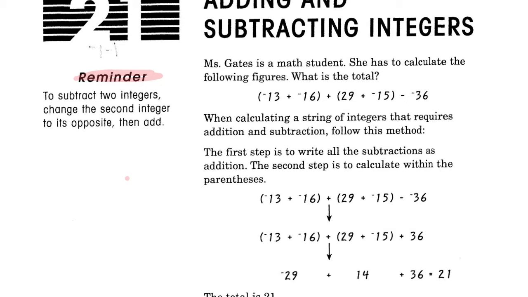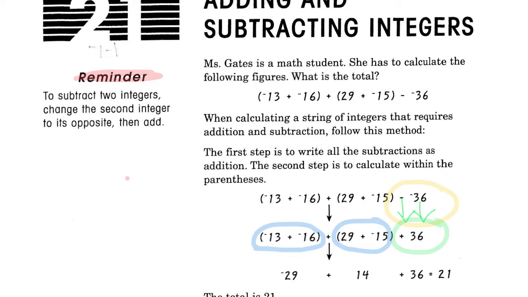So if you look over here, we have this negative and it's being subtracted. So what we are going to do is add the opposite. So we're going to change this subtraction to an addition, change this negative 36 to a positive 36. Then you are going to work within this parenthesis, work within this parenthesis, and then add.